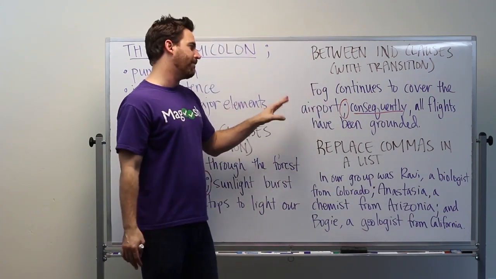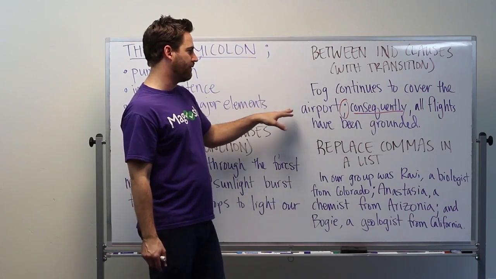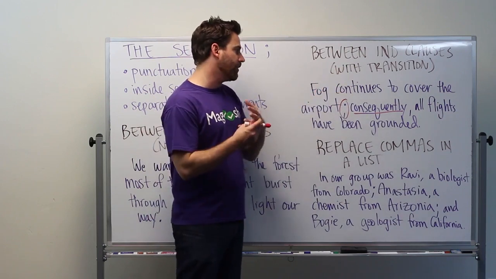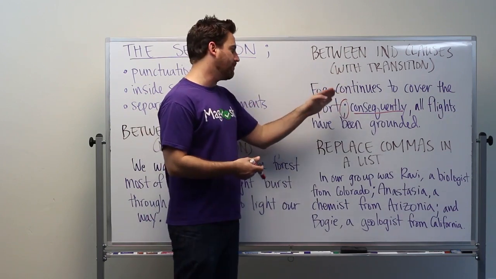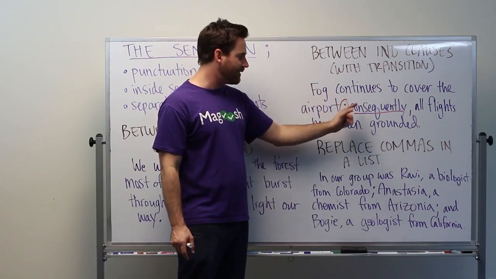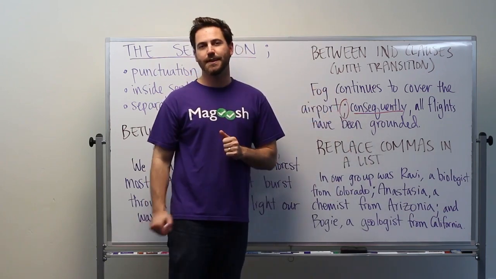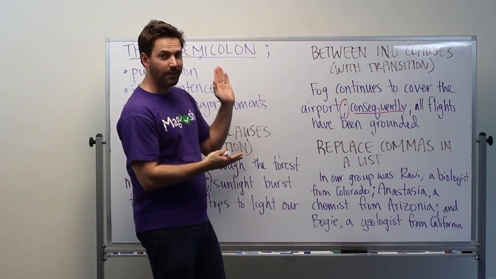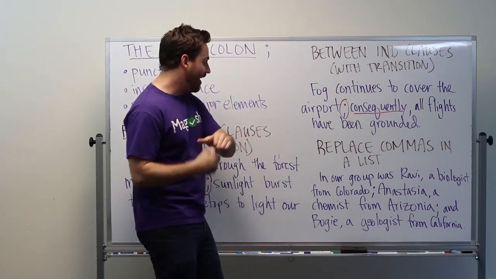It sounds a little bit better than saying, fog continues to cover the airport and consequently. It's a stylistic choice. Both would be correct, but some people want to drop the conjunction and just use the transition word, so you use the semicolon in its place. Okay? Any questions? Put them in the comments.